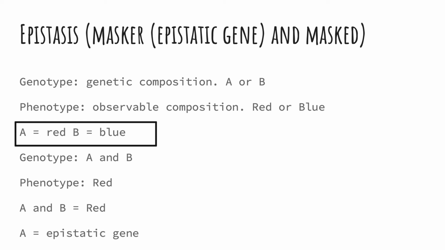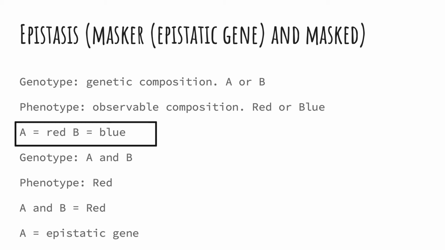In an epistatic relationship, there is always a masker and a mast. Take this example. Genotype means genetic composition, like gene A or gene B. Phenotype means observable composition, like red or blue. We can assume here that by themselves, A means red and B means blue. But what if we bring gene A and gene B together? We only see the phenotype red. Therefore, gene A is an epistatic gene because it masks gene B's phenotype of blue.